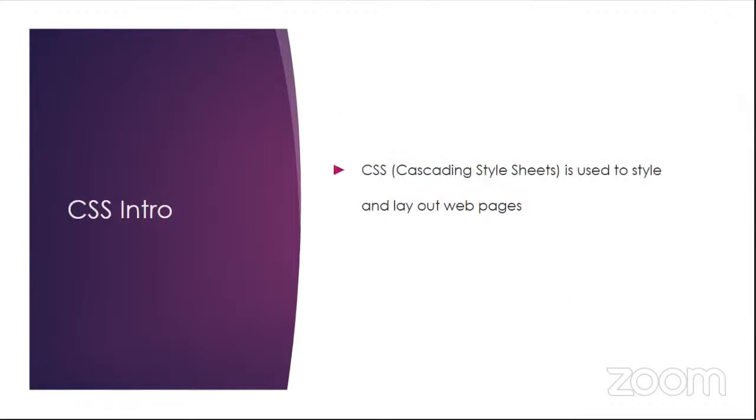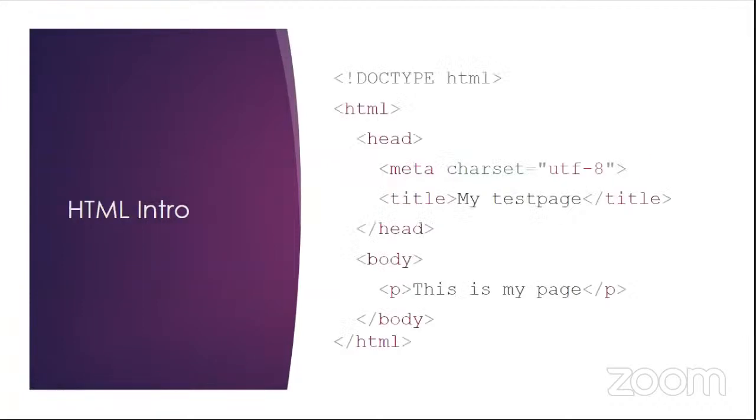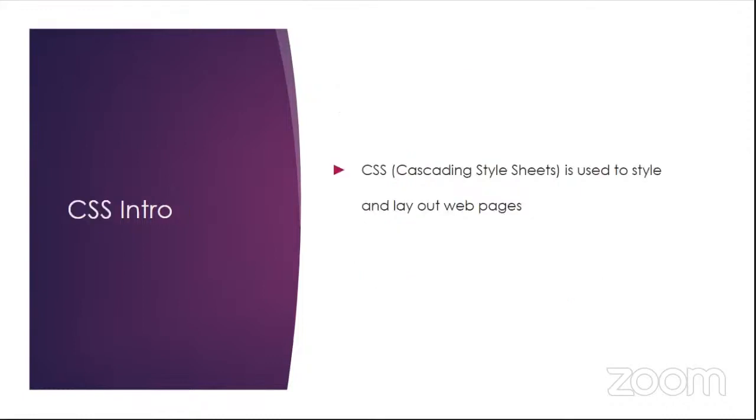CSS is short for cascading style sheets. It is used to style and lay out web pages. So after you've set the structure of your page with HTML, CSS is what you use to add style, to add color, all of that to your page.